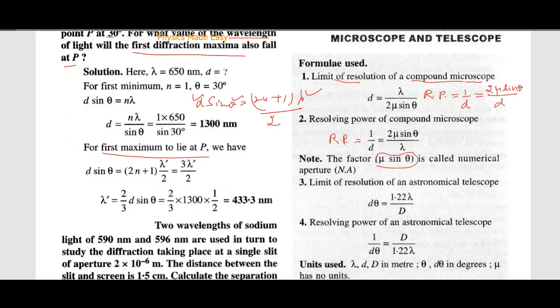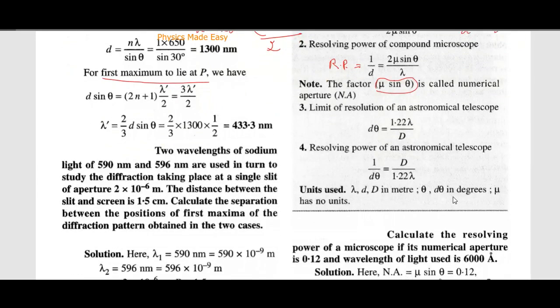Limit of resolution of an astronomical telescope, d theta, is 1.22 lambda by capital D. Resolving power of astronomical telescope, 1 by d theta, is equal to D by 1.22 lambda. Units: use lambda, small d and capital D in meters. Theta, d theta and mu have no units because these are merely ratios.